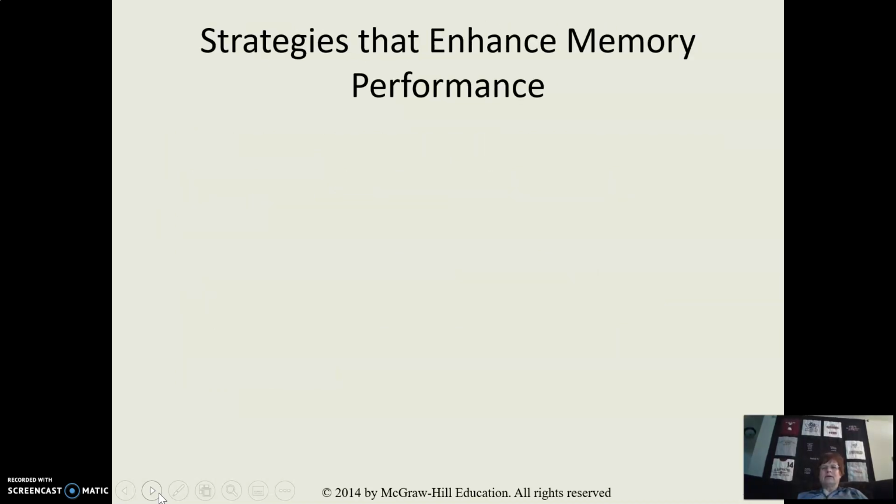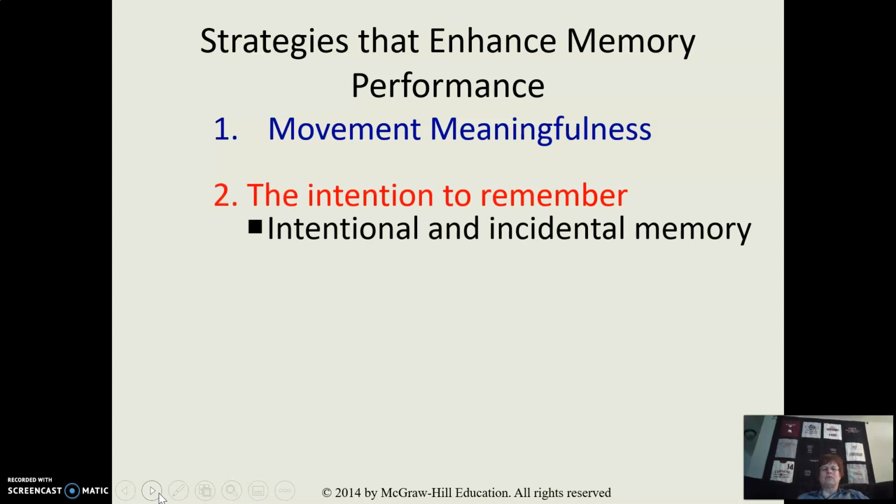Some other strategies to help improve performance, besides giving movement meaningfulness, we've also got the intention to remember. Saying this is important, remember this. In class I might say, and this will be on the test. Immediately gives the sense of remembering this information because it's important. Intention to remember can also deal with incidental memory, things that we remember that we perhaps did not plan on remembering, but it is remembered throughout a lifetime.